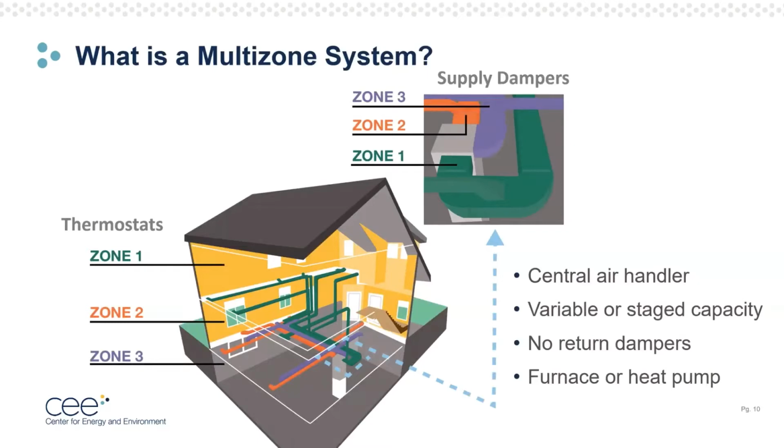As shown in the diagram, there's a central air handler provided by a furnace or a heat pump. And then the supply ducts branch off to each of the house zones. Most often there is a zone for each floor, and a mechanical damper is installed in each of the supply ducts, and a thermostat or temperature sensor is located in each zone. When a zone needs heating or cooling, the supply damper is opened and the furnace or heat pump is activated.